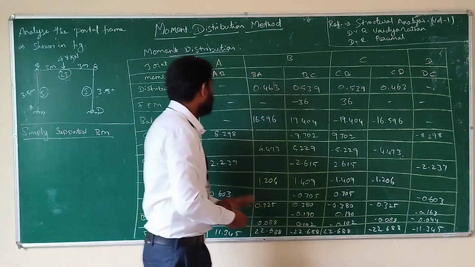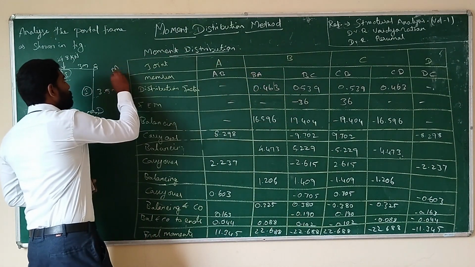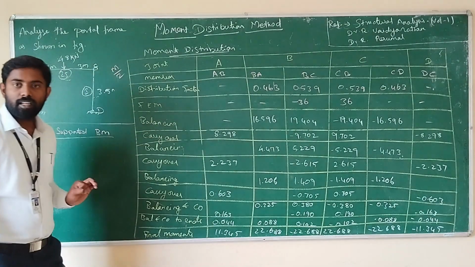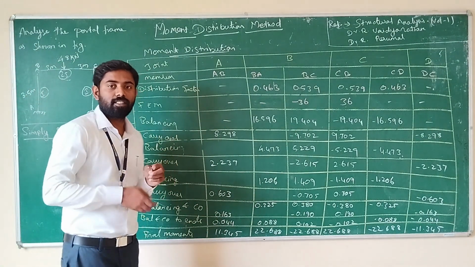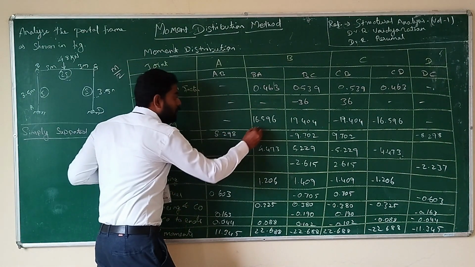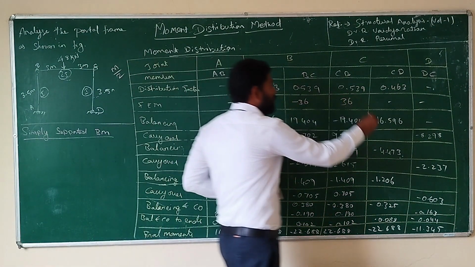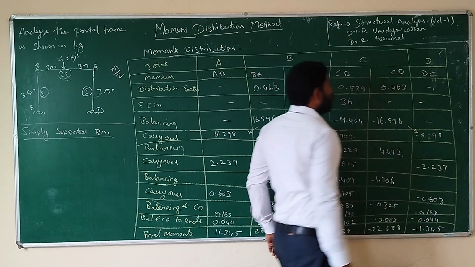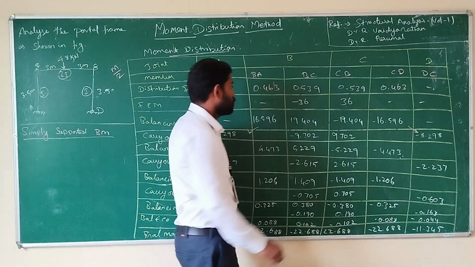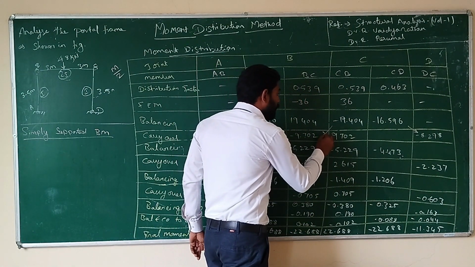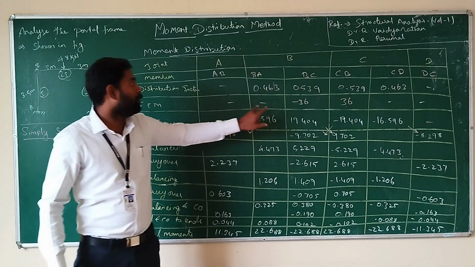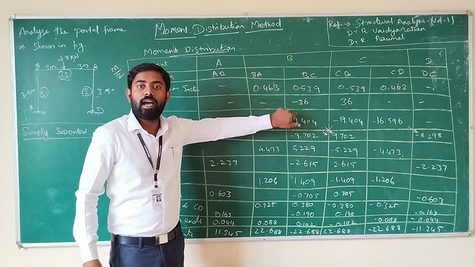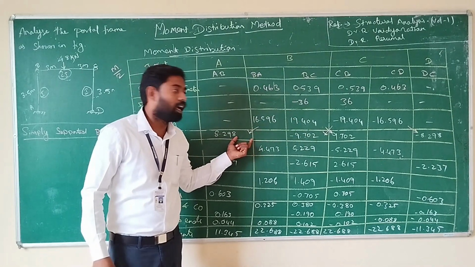And then for the carryover, the formula will be M by 2, so the moment divided by 2. The carryover takes place between the joints. So from B joint to A joint, and C joint to D joint, and also between B and C. So balancing will be done between the members, and carryover will be between the joints.